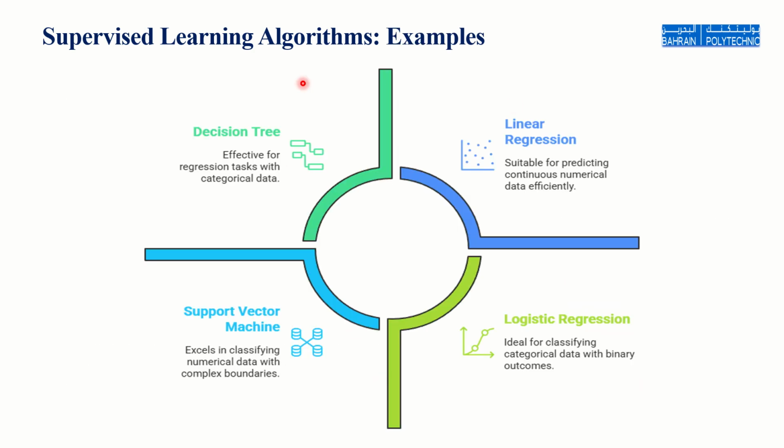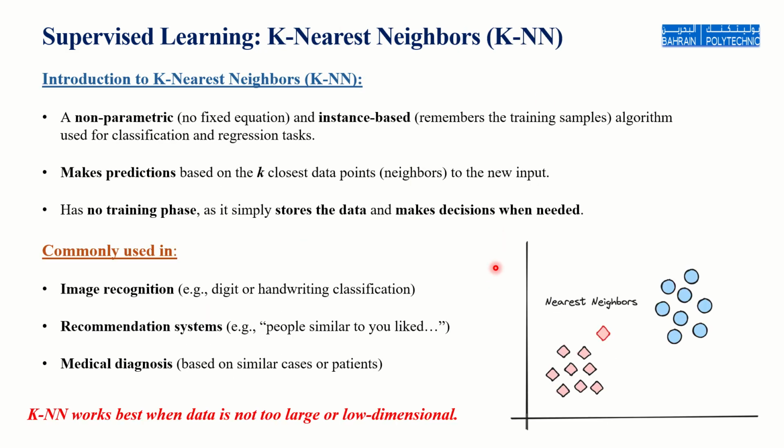Now these are some examples. We have a lot of supervised learning algorithms available: decision tree, linear regression, logistic regression, support vector machines, etc. These are a few of the supervised learning algorithms available. Now let's get into the first supervised learning algorithm, the first algorithm that you are going to learn in this course, artificial intelligence.